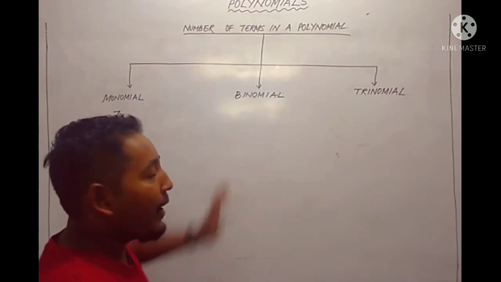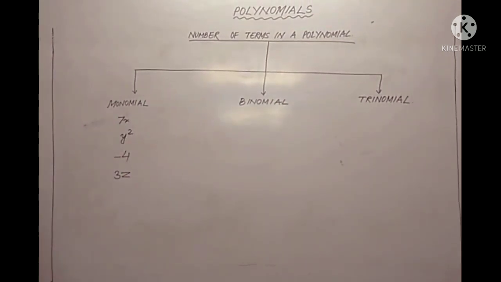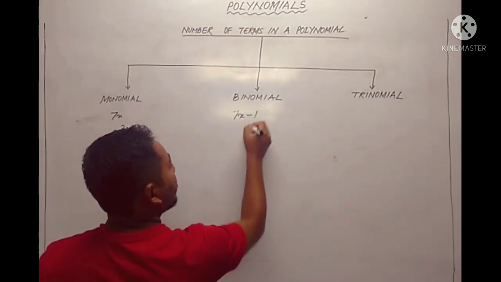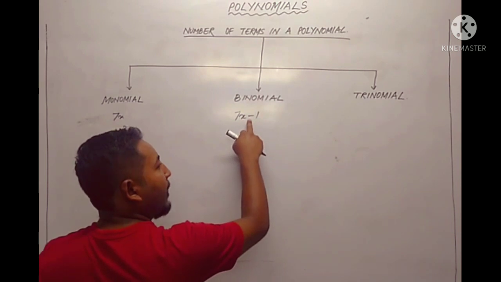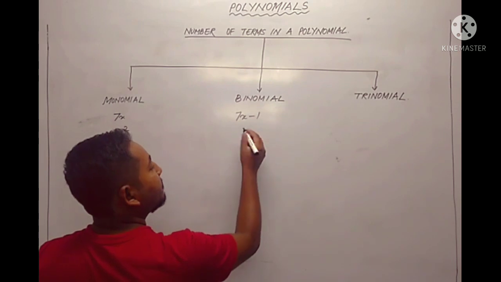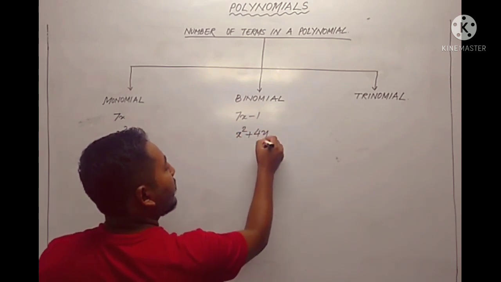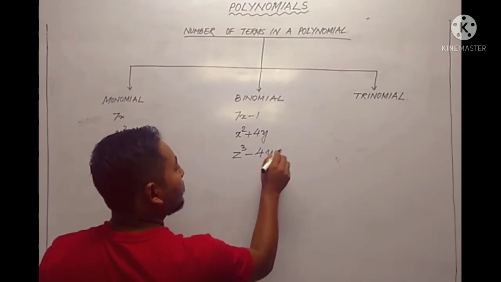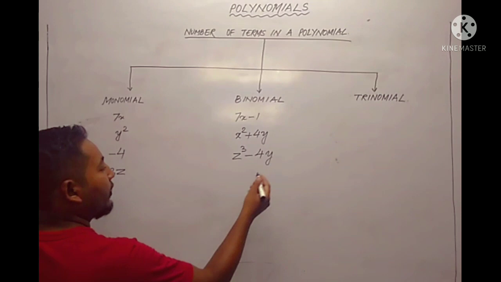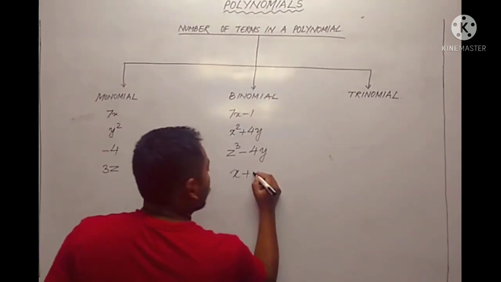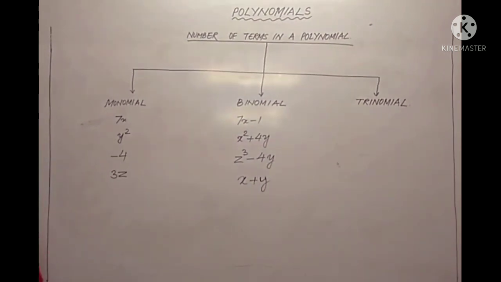Now comes binomial. A binomial is a polynomial which contains two terms. I'll give you an example: 7x minus 1, one term minus another. These terms are separated by this minus. So one term, another term. x square plus 4y. One term, another term. z cube minus 4y. One term, another term. I give you one example: x plus y. One term, another term. So binomial again is a polynomial which consists of only two terms.